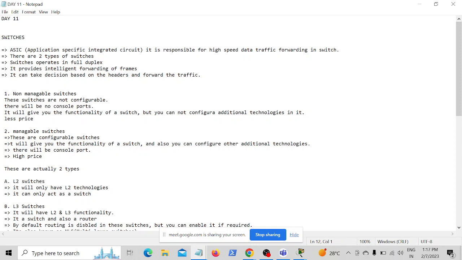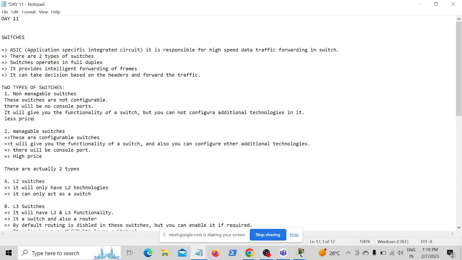So I told you there are two types of switches. The two types of switches are non-manageable switches and manageable switches. What are non-manageable switches? These switches are not configurable. We cannot configure them in real time, and there will be no console ports in these switches. It gives you the functionality of a switch, but you cannot configure additional technologies on it, and it is of very less price.